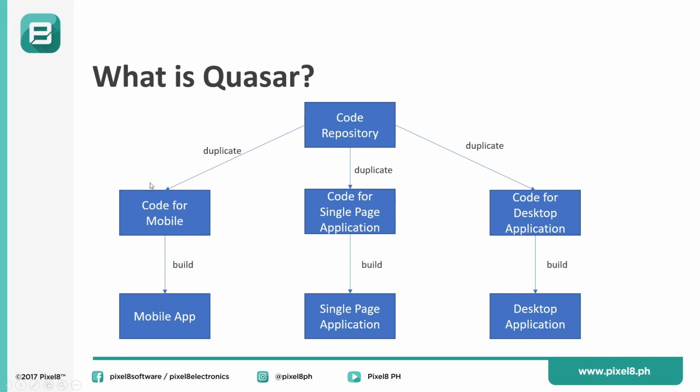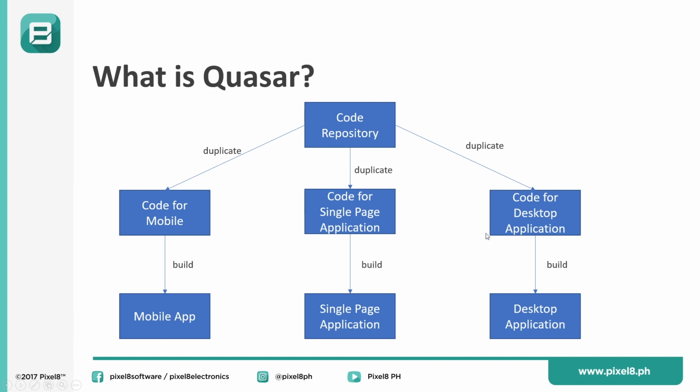And then next, if we want to deploy our app as a single page application, what we're going to do again is to duplicate that exact same code repository into another instance solely for single page applications. And again, if you want to deploy to another platform, for example, a desktop application, what you're going to do is usually you duplicate the same code again specifically for a desktop application. So instead of a single repository, you now have 4 repositories with the main one, another for the mobile, another for single page application, and another for desktop application.